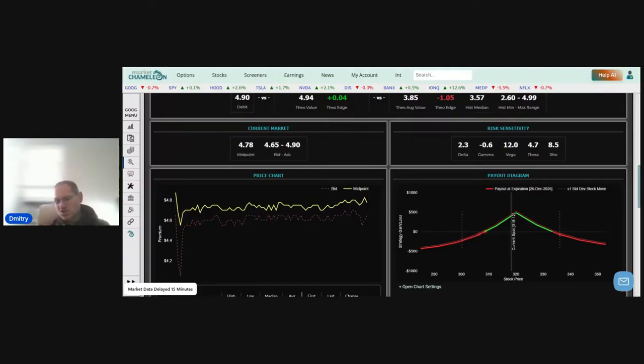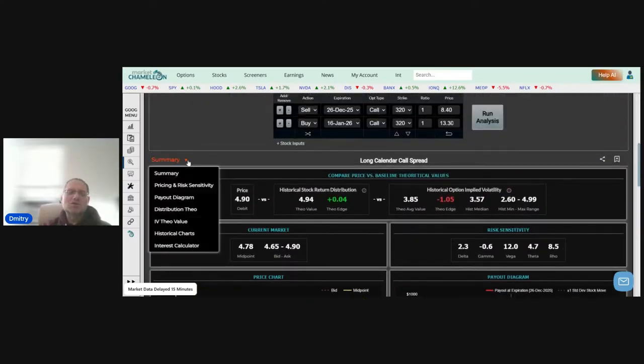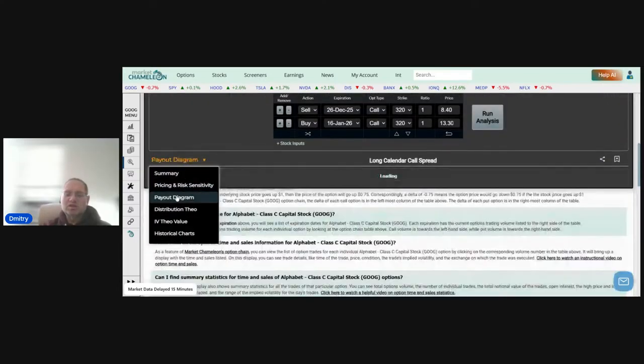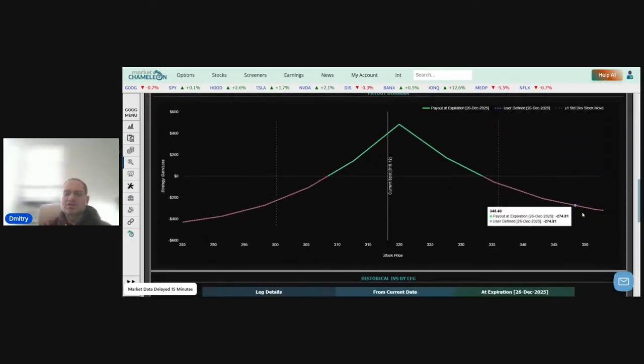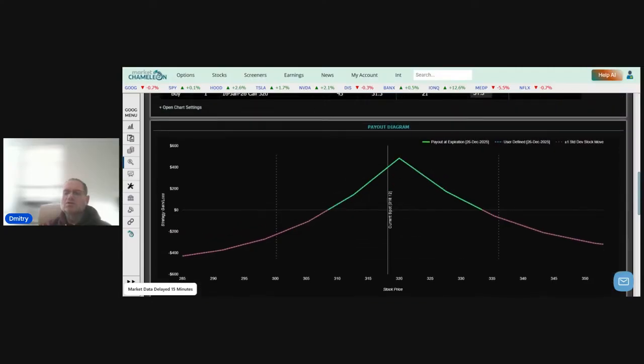So now we've got this first expiration. This is kind of what it looks like. You can see that it almost looks like a short straddle, but not exactly, because you can see you kind of level off on the wings. So almost like maybe a butterfly. But let's expand this. We're going to go here in the summary and select the payout diagram so we can see it a little bit longer. And this is what the estimate looks like on December 26th.